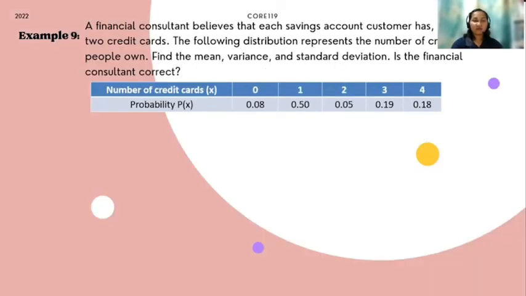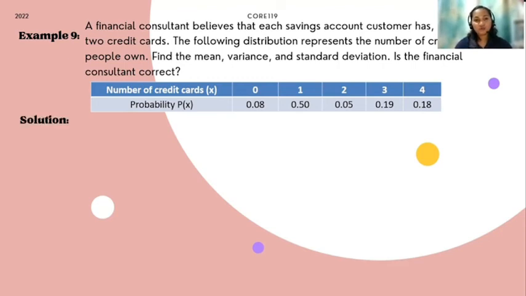Example number 9. A financial consultant believes that each savings account customer has, on average, 2 credit cards. So the following distribution represents the number of credit cards people own. So find the mean, variance, and standard deviation. And then answer: is the financial consultant correct that on the average there are 2 credit cards each customer has?